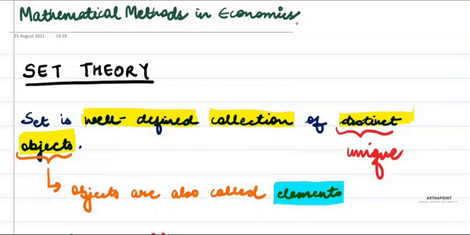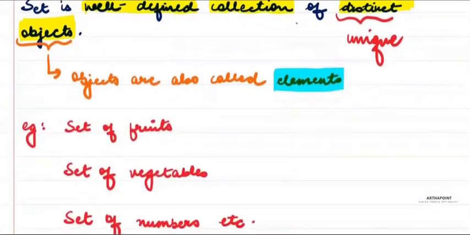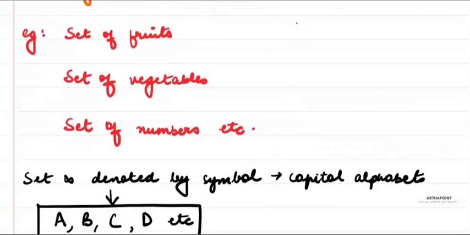Now, give me some time, as I really want to focus in detail on what is well-defined, collection, distinct, and objects. To begin with, let us go through a few examples of what is a set. A set can be a set of fruits, a set of vegetables, a set of numbers, a set of natural numbers, a set of odd numbers, a set of even numbers.